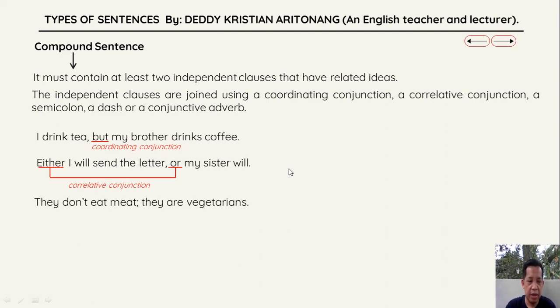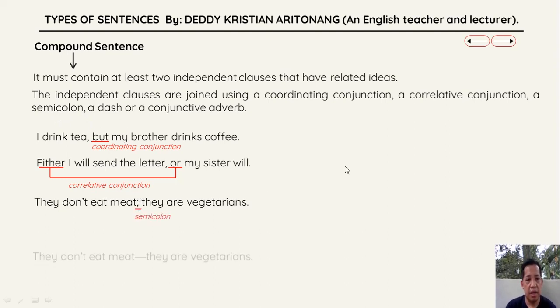Okay, the next example. They don't eat meat; they are vegetarians. This is one compound sentence that consists of two independent clauses. They don't eat meat, the first independent clause. They are vegetarians, the second independent clause. And these two independent clauses are joined by a semicolon. Okay, this is what is meant by a semicolon.